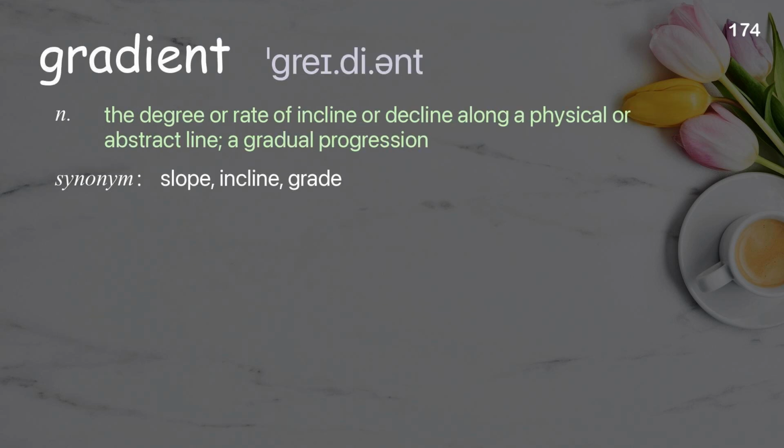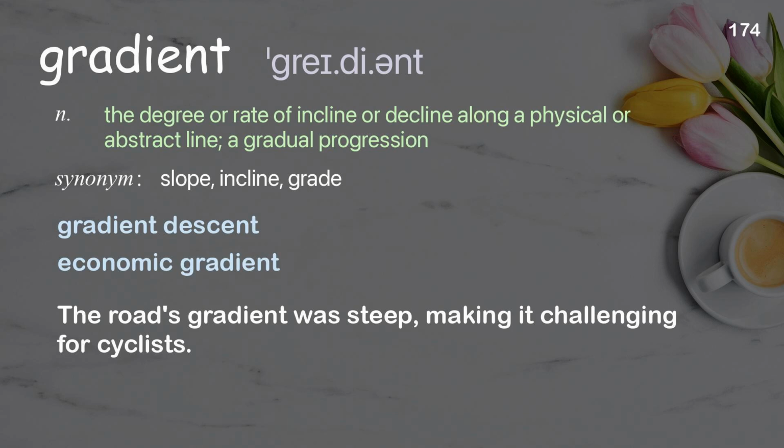Gradient. The degree or rate of incline or decline along a physical or abstract line, a gradual progression. Examples: Gradient descent. Economic gradient. The road's gradient was steep, making it challenging for cyclists.